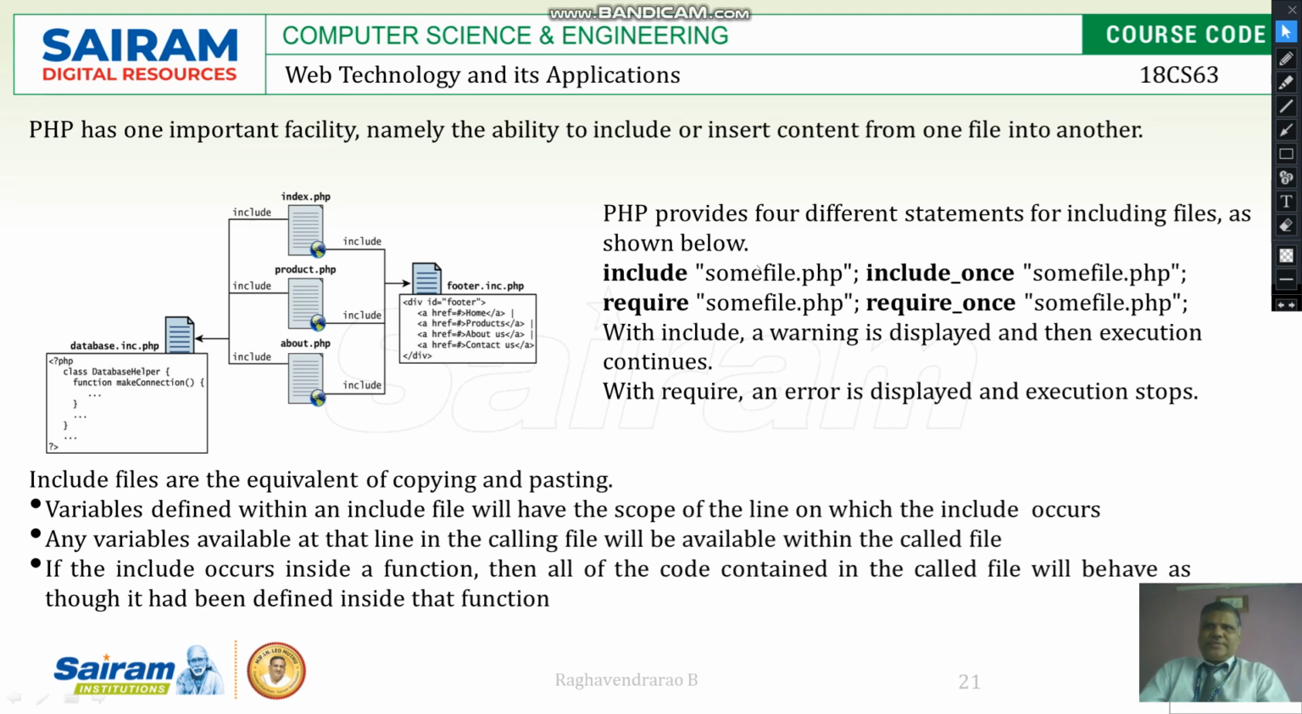Include, you can see an example is given, some file.php, some name of the file that you can use. Include once, only once that you have to use it. This is require, meaning it is a must. Require once. Basically, whenever it is required like this, you can use it. The facility is given when more files are written separately and individually, at that time you can include them.